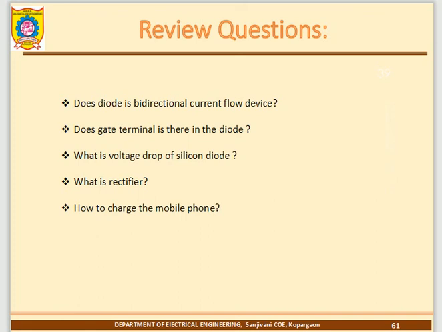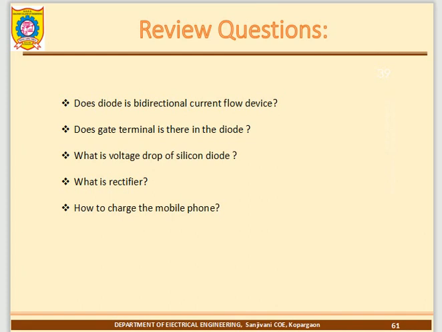Does the diode have a gate terminal? No, there is no gate terminal. The diode consists of only two terminals, anode and cathode. Why is the gate terminal not there? If a gate terminal is there, it is called a controlled device. Based on the construction, the diode is not developed with a gate terminal.